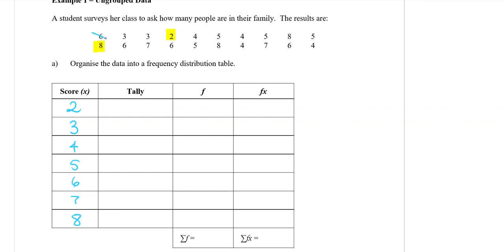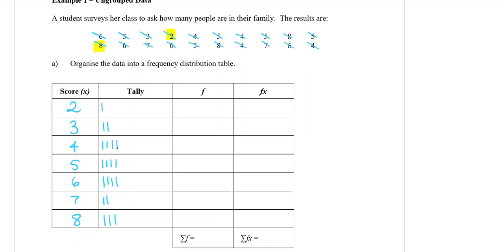So we carefully cross off the 6 and put a tally line in. Then there's 2 3s, so we're going to put 2 tally lines next to the 3. 2 and 4, 5 and 4, 5, 8, 5, 8 again, 6, 7, 6, 5, 8, 4, 7, 6, and 4. Is that all right? Did I go too fast?